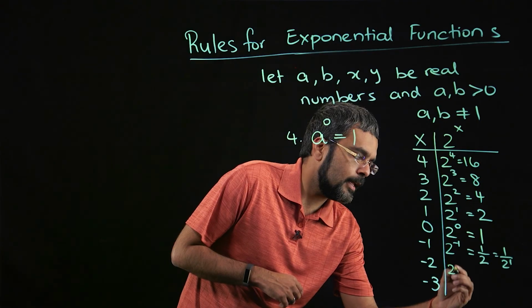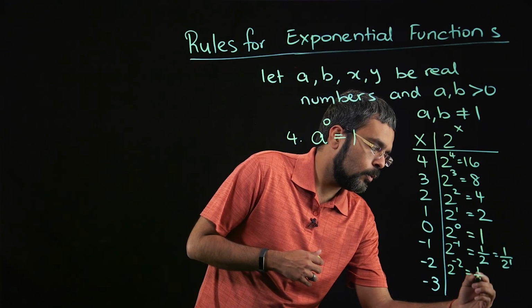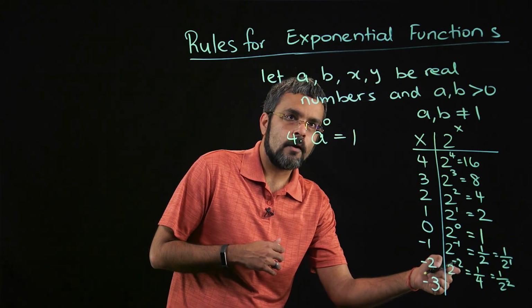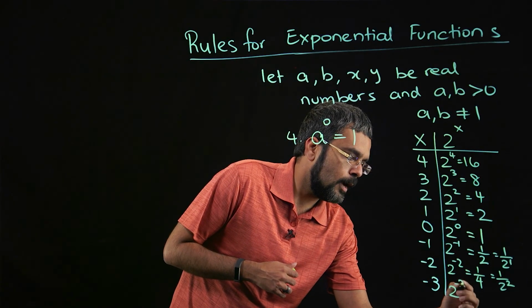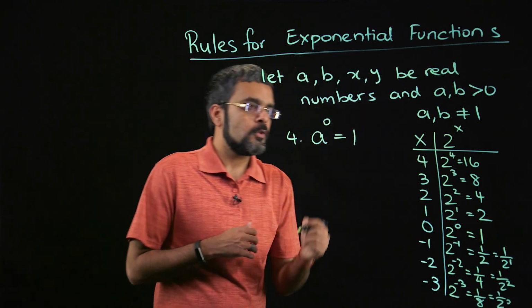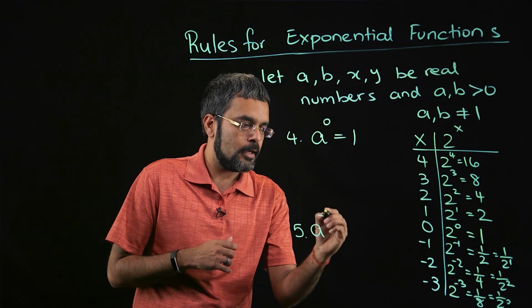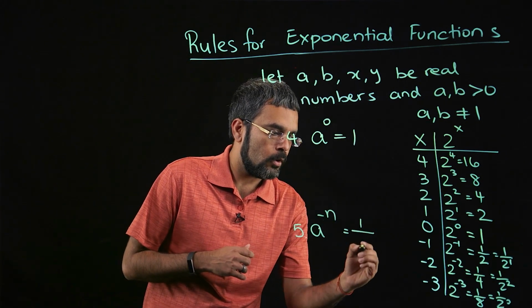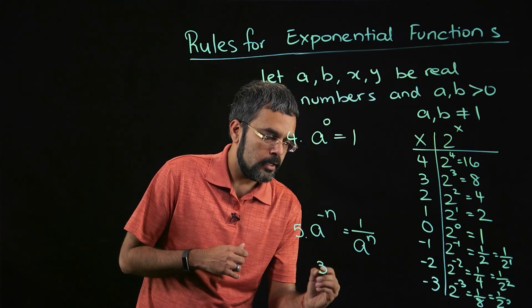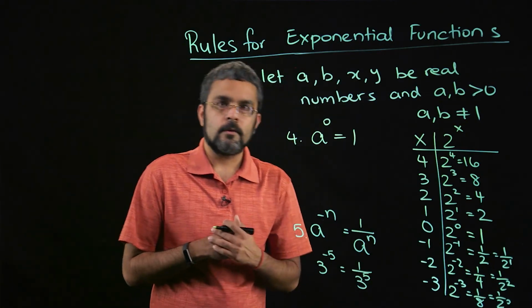If I did 2 to the negative 2, divide that by 2. If I divide a half by 2, I'm going to get 1/4, and this is 1 over 2 squared. If I divide 1/4 by 2, I'm going to get 1/8. And so this is going to be 1 over 2 cubed. So I can think about the next rule here, that a to the negative n is nothing but 1 over a to the n. Okay? So as in 3 to the negative 5 would be 1 over 3 to the 5th.